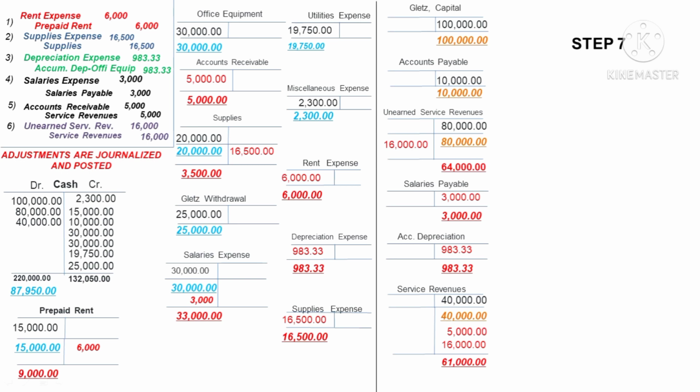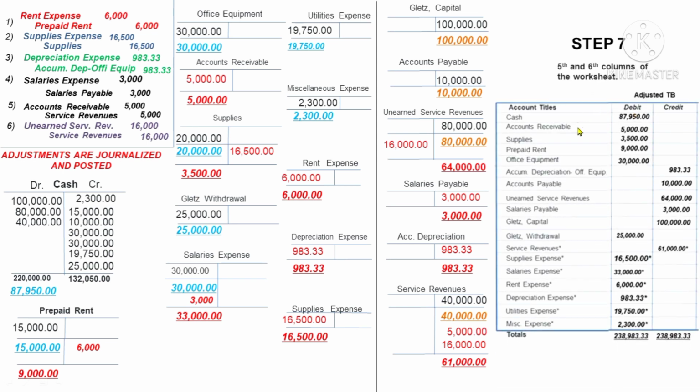Now some of you will ask, what is the effect of the journalizing and posting of the adjustments? Well, to answer that, let's have the adjusted trial balance of the worksheet. So we have here the worksheet, the 5th and the 6th columns of the worksheet specifically. Now, observe the balances here in the adjusted trial balance and compare it with the balances here.